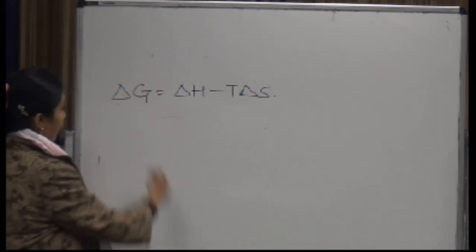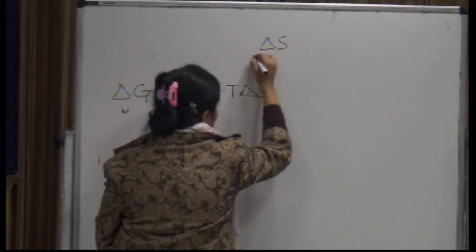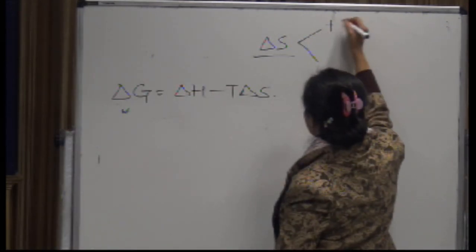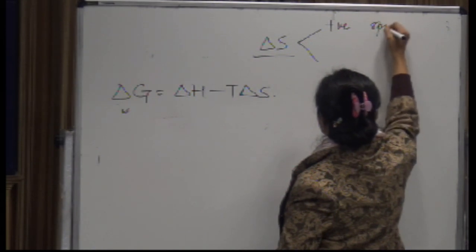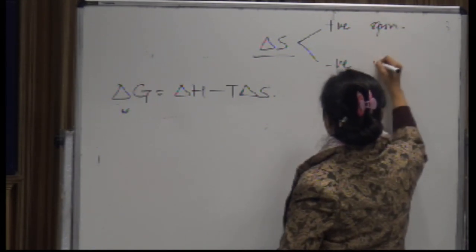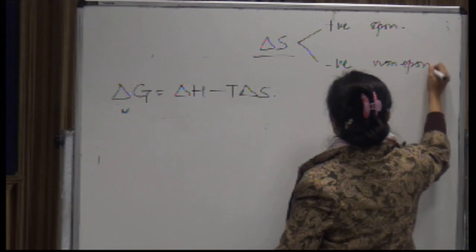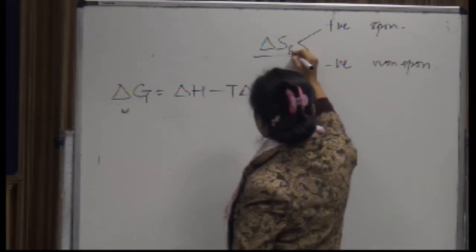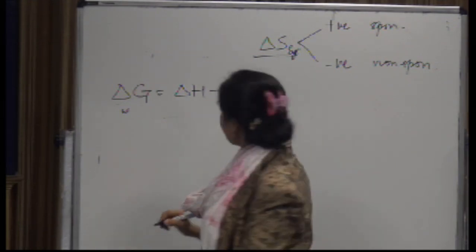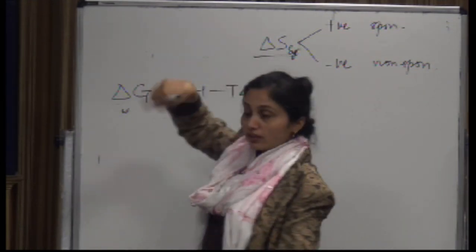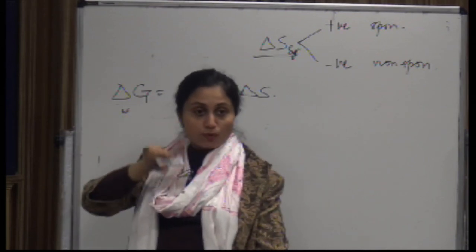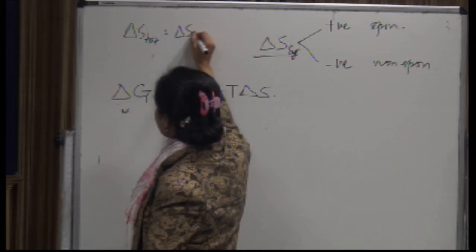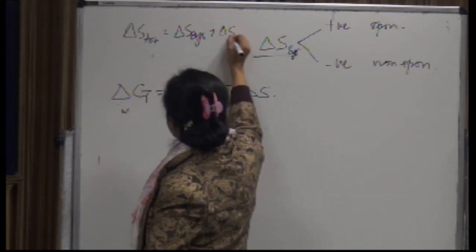What was the benefit of delta S? If my delta S is positive, then my reaction is spontaneous. If it is negative, then it is non-spontaneous, meaning it will not occur. Now this delta S information was available only for the system. But what decides whether the reaction is possible or not is your total delta S. And what is your total delta S? That is your delta S system plus delta S surroundings.